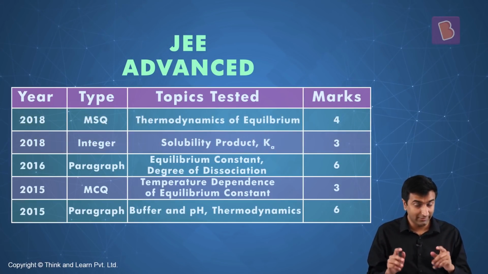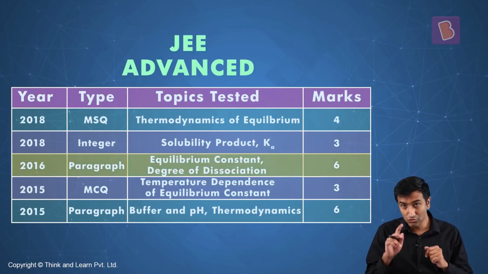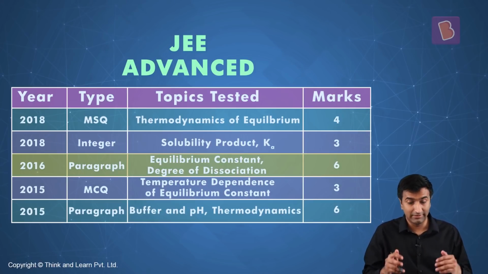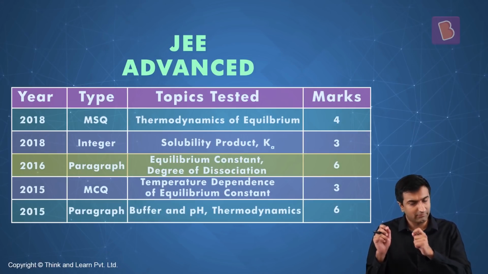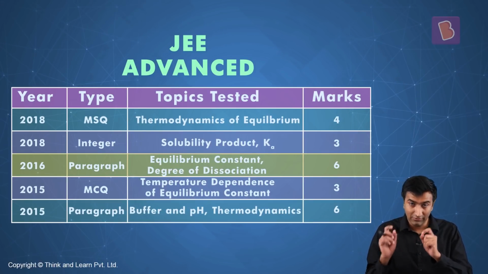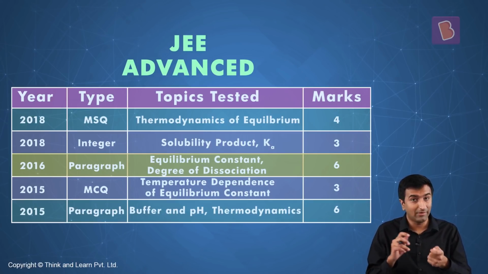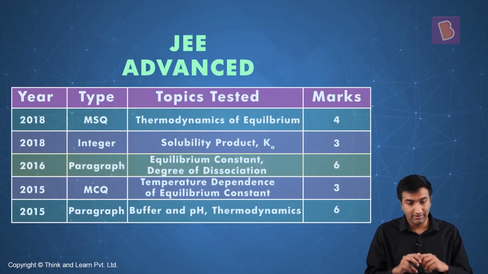No question was asked in 2017. 2016 had a paragraph question, 2 questions asked again. So a lot of weightage is given in some years and some years it is completely skipped. In 2016, the 2 paragraph questions were where you combined the degree of dissociation idea, equilibrium constant, as well as some thermodynamics ideas.